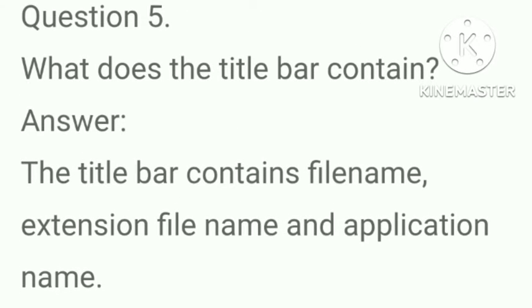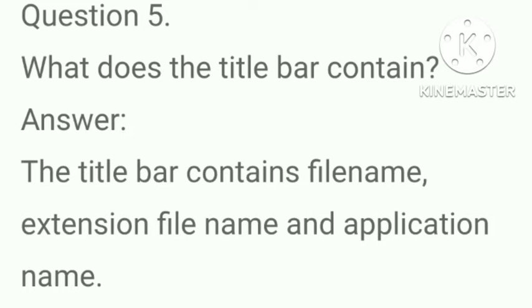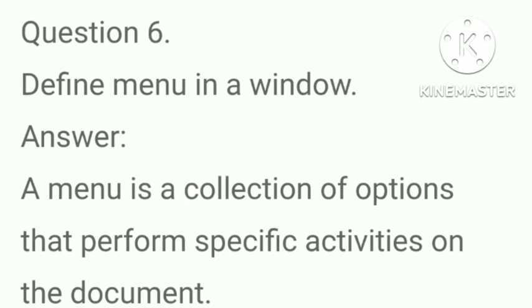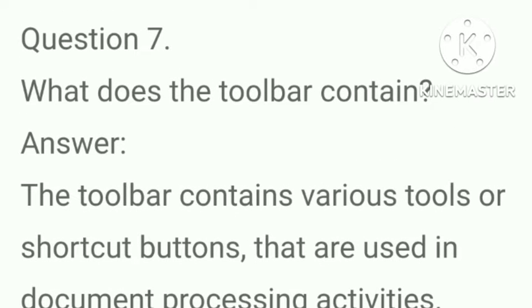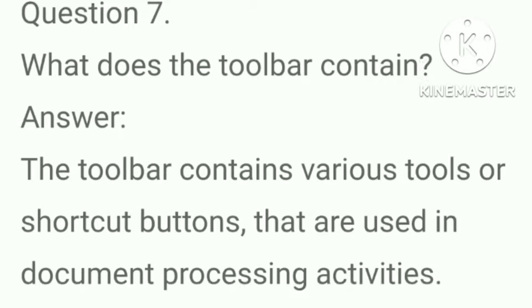What does the title bar contain? Answer. The title bar contains file name, extension file name and application name. Define menu in a window. Answer. A menu is a collection of options that perform specific activities on the document. What does the toolbar contain? Answer. The toolbar contains various tools or shortcut buttons that are used in document processing activities.